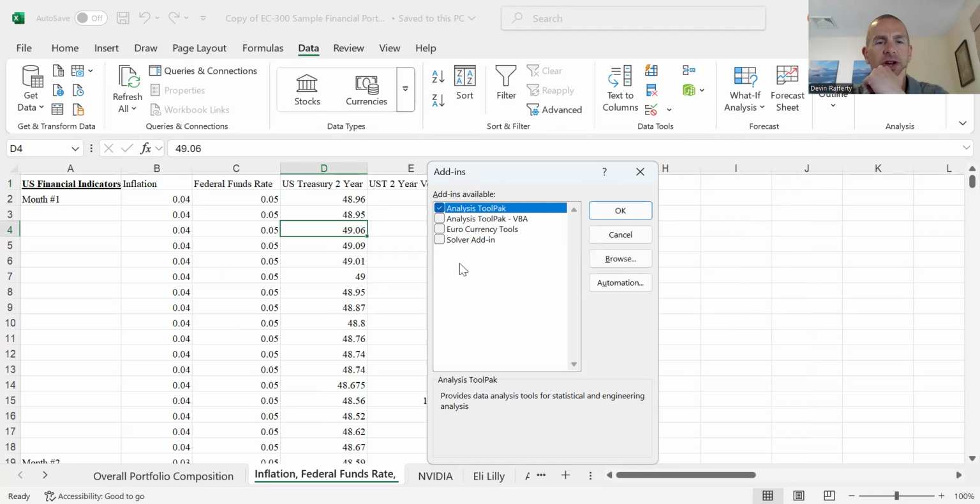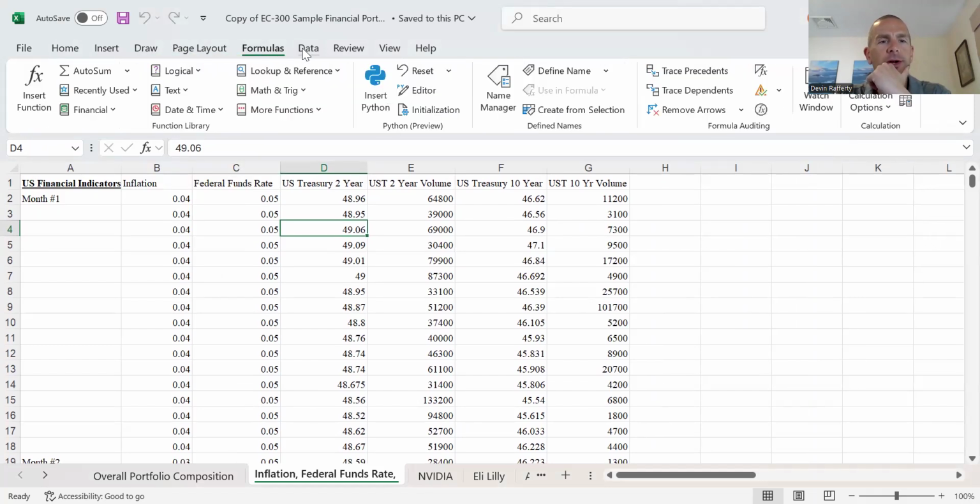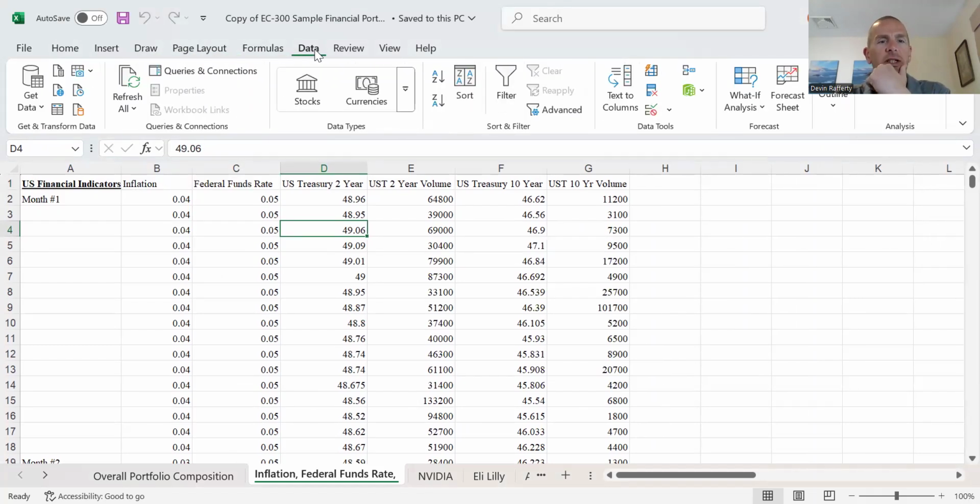Okay. You want to have this check mark. And you click OK. When you click OK, you click Data, and then over here, there's Data Analysis. You need to put that check mark there, or else this Data Analysis option will not be there. So you click Data Analysis.